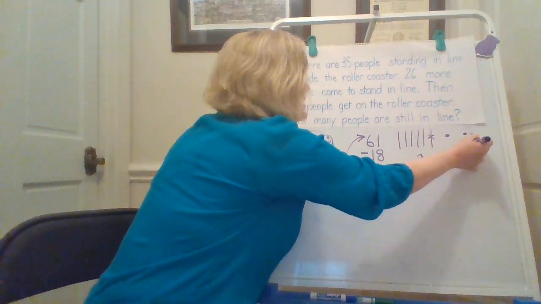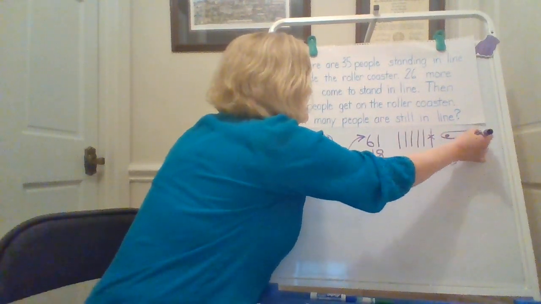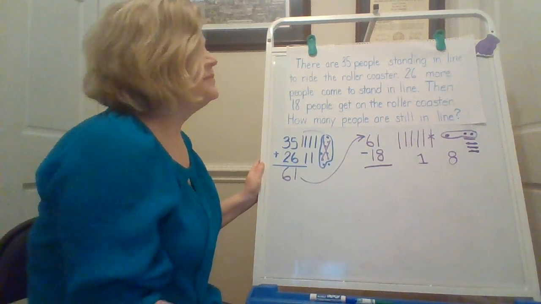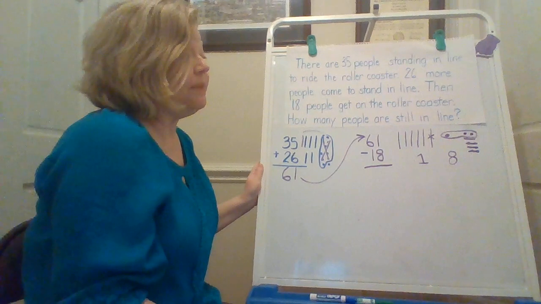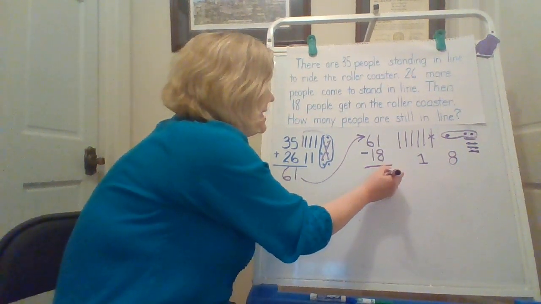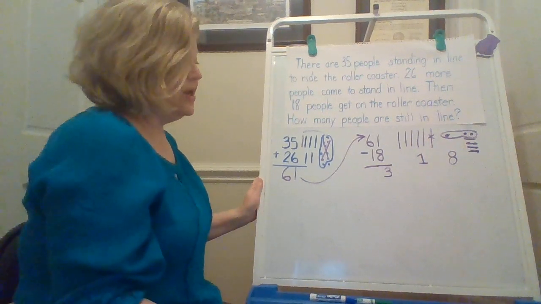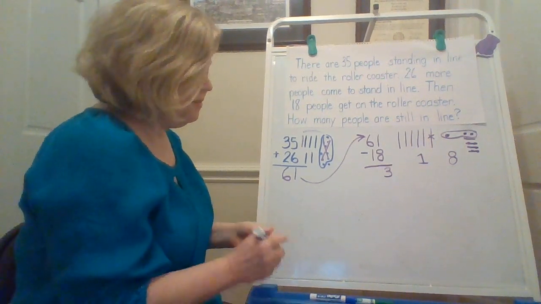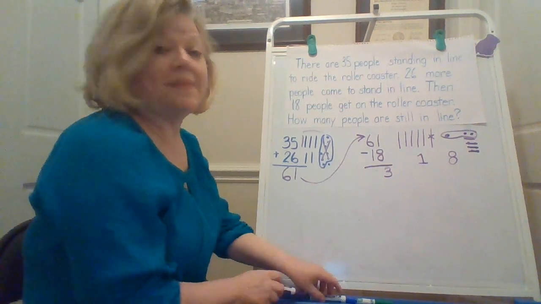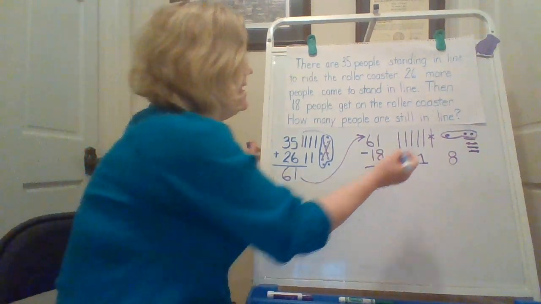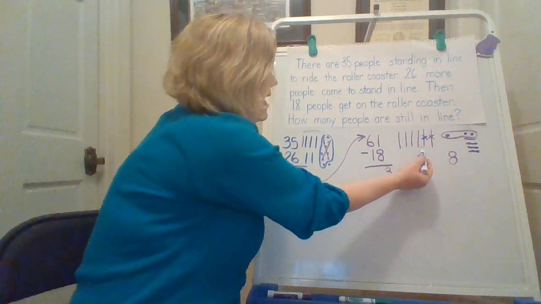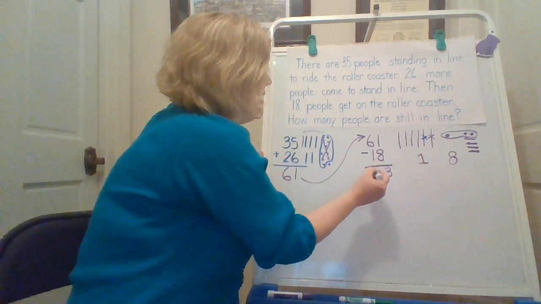2, 4, 6, and 8. Oh, how many are left over? You're right, 3, because 11 minus 8 equals 3. Okay, now I've got to be able to take 1 away from my 10s. If I take 1 away, how many am I left with? 1, 2, 3, and 4.